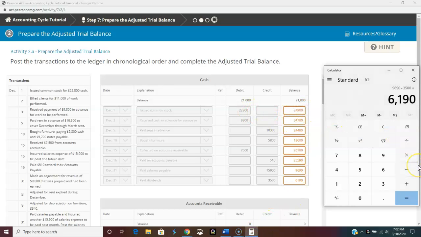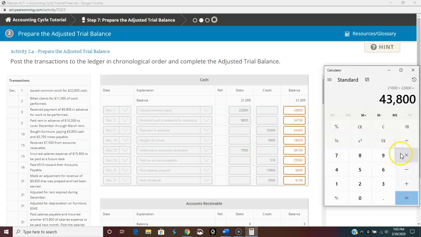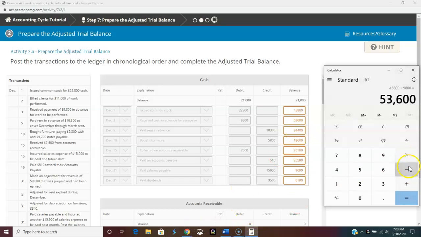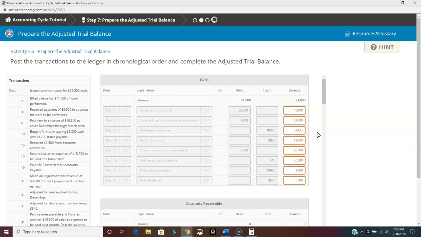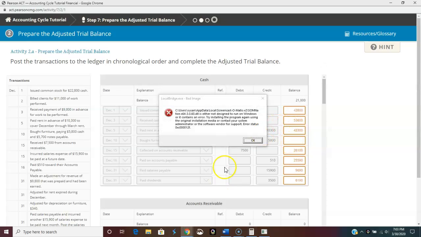All right, 21 plus 22,800. Well, yeah, 43. I knew they weren't right. 43,800 plus 9,800. I knew it wasn't right. Is 53,600. Okay, minus 10,300. 43,300. Is that right? 43,300. I'm gonna wipe this. Oh, please! Why does it do that?